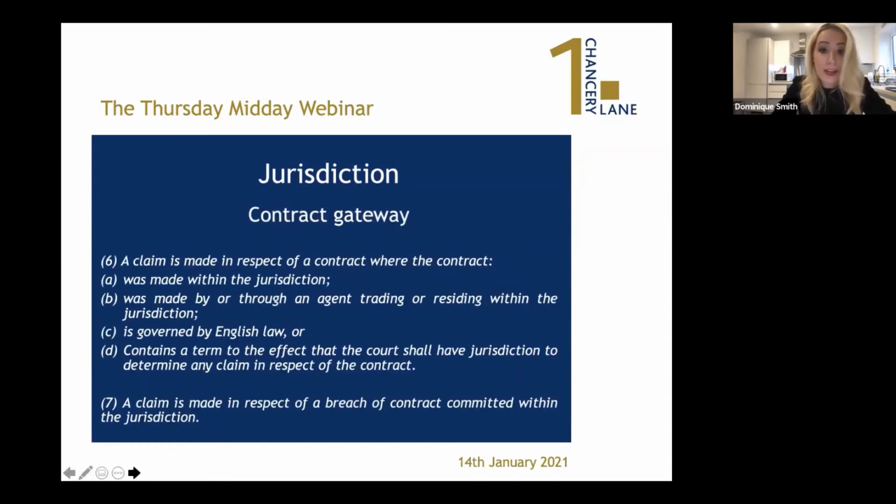Finally, you may want to look at the contract gateway. You'll notice again, I've popped that on the slide for you. Again, it can be found at paragraph 3.1 of Practice Direction 6B. It states that a claim is made in respect of a contract where the contract was made within the jurisdiction, was made by or through an agent trading or residing within the jurisdiction, is governed by English law, or contains a term to the effect that the court shall have jurisdiction to determine any claim in respect of the contract. And in a further subsection, it says that a claim is made in respect of a breach of contract committed within the jurisdiction. So again, if you want to use that gateway, you have to bear that in mind.